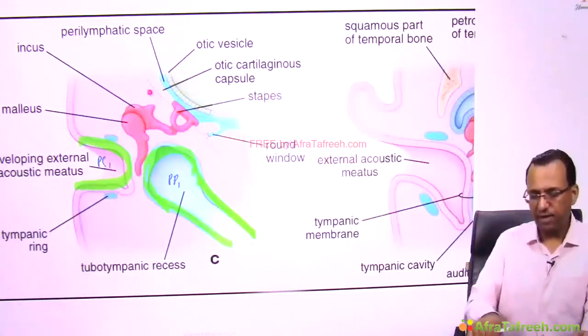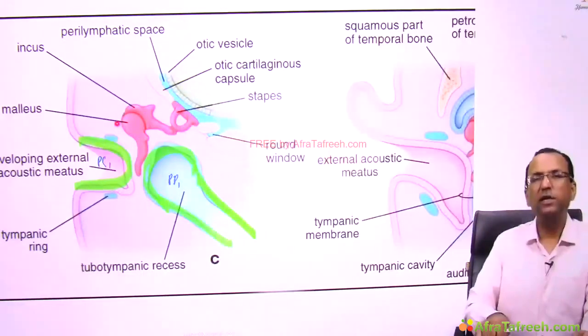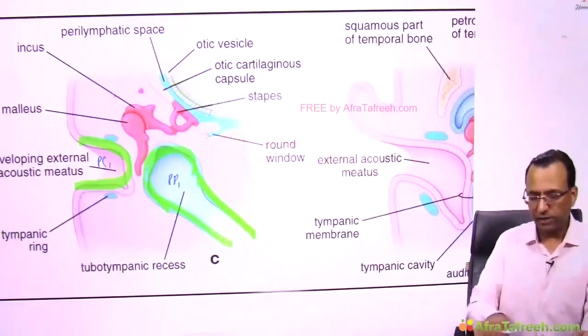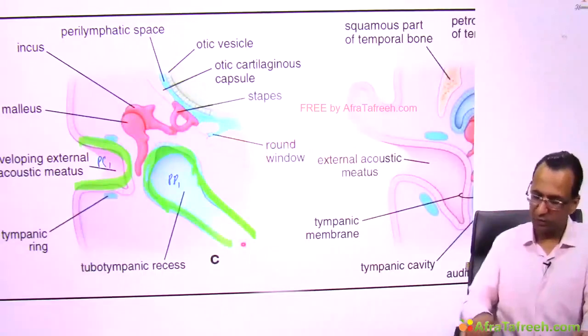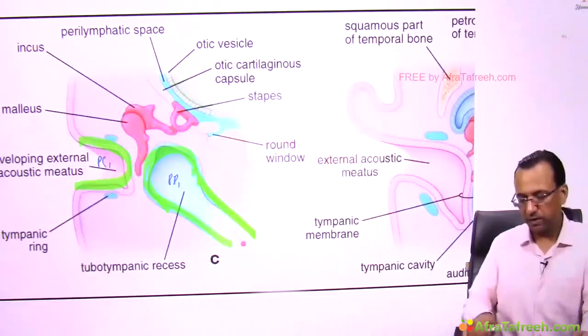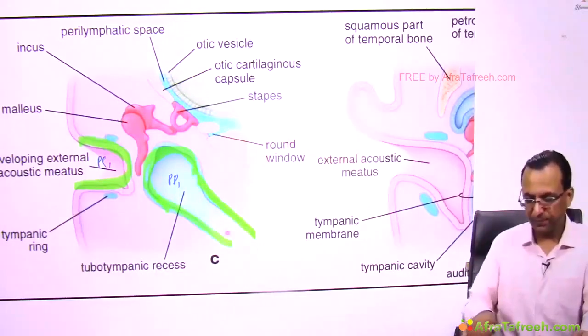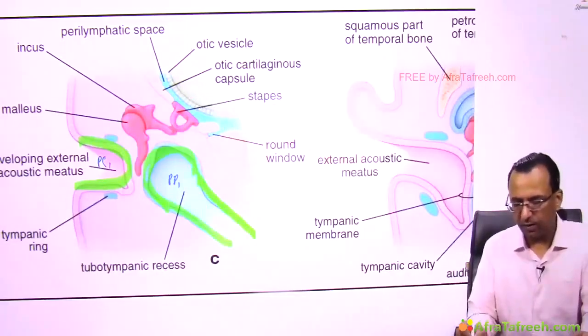I think malleus, incus and stapes are adult size at birth. Yes, they are adult size at birth. The middle ear cavity is adult size at birth, but the eustachian tube keeps growing after birth, if you remember. So what is this? This is the otic vesicle forming the inner ear.